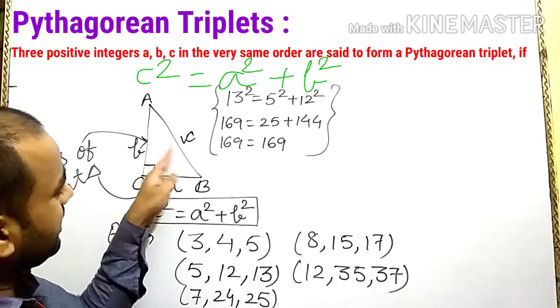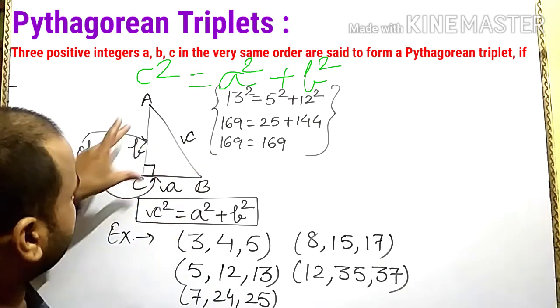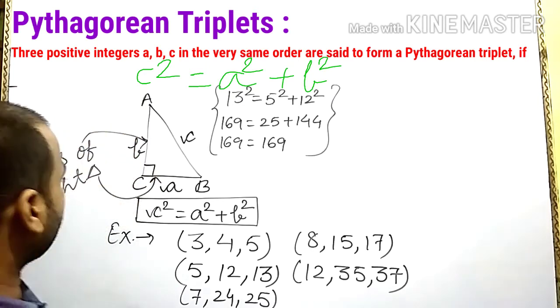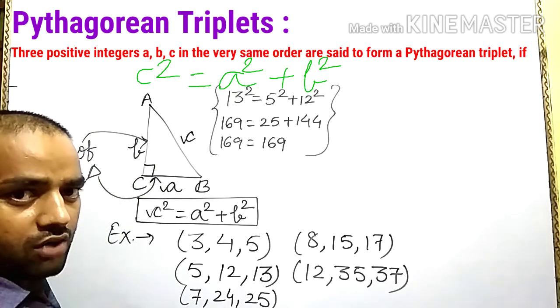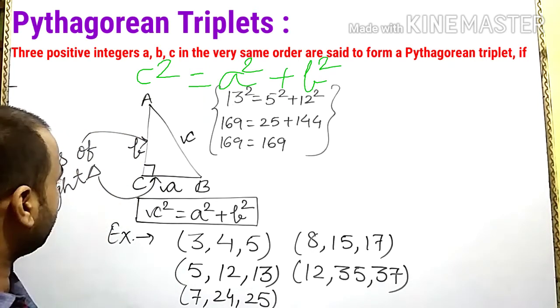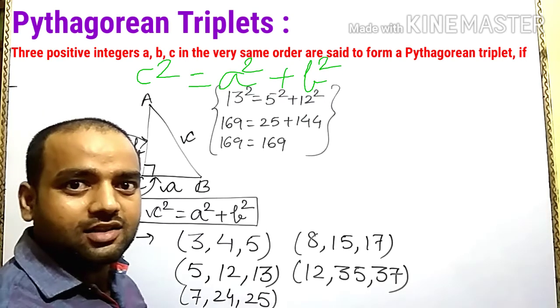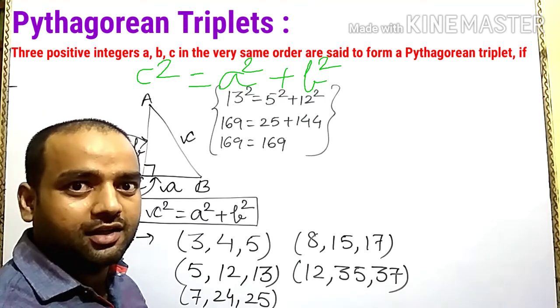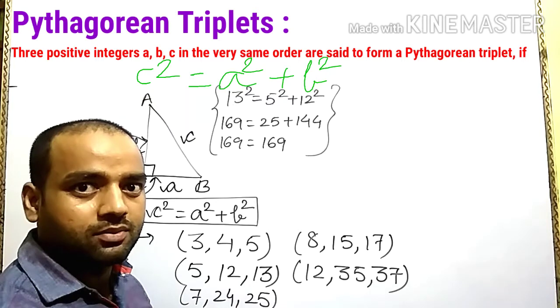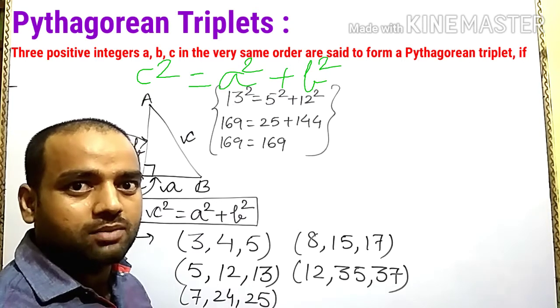Means here, except the hypotenuse, the remaining two sides we call legs of the right triangle. Is it clear? Now later we will discuss some questions related to Pythagoras theorem. So let us start with question number 1.